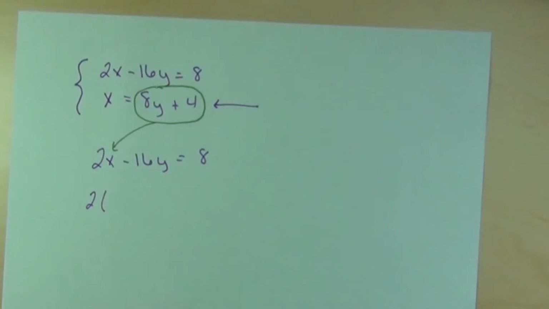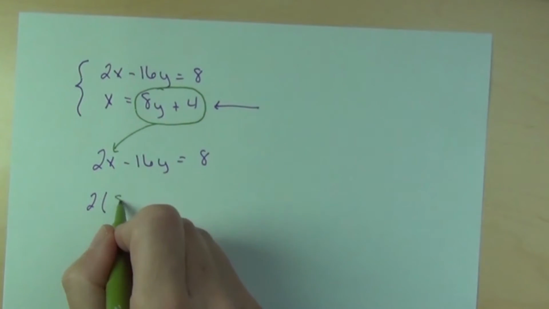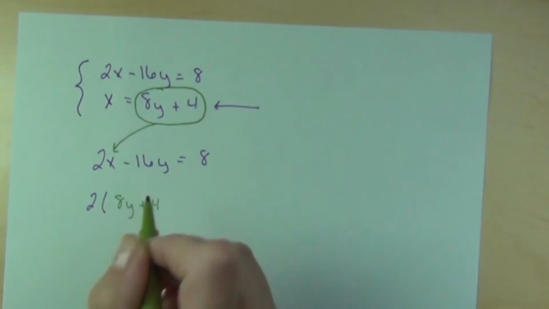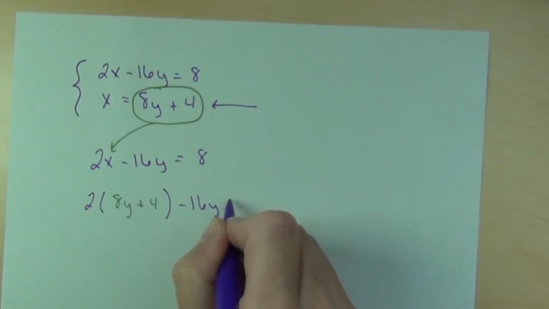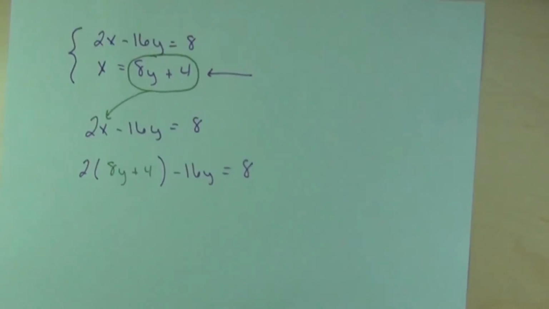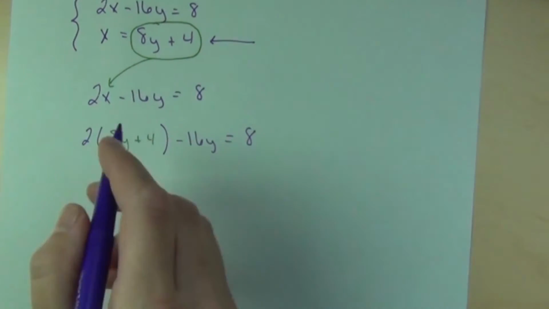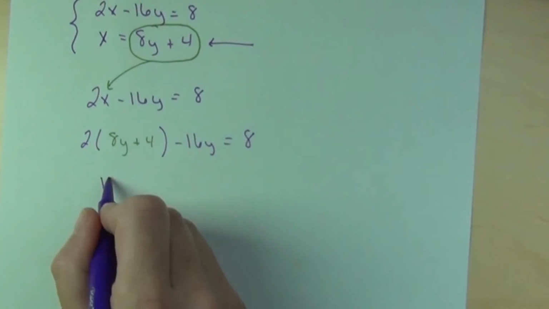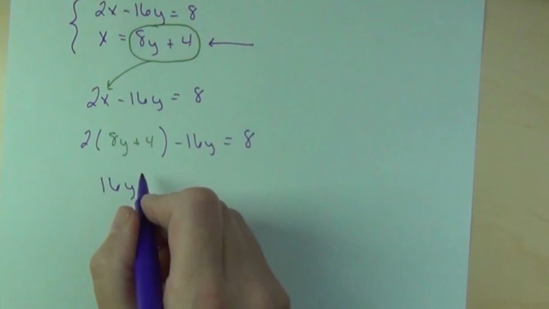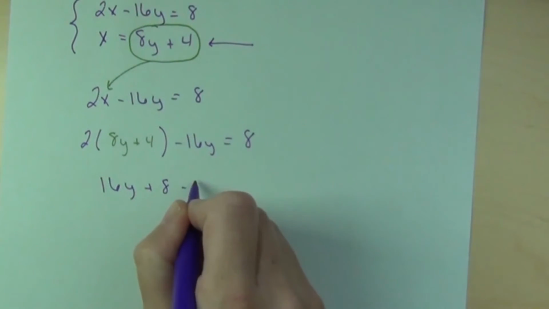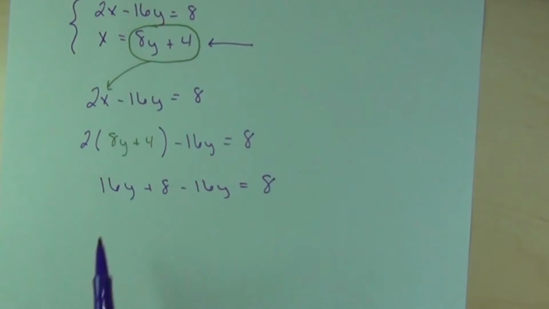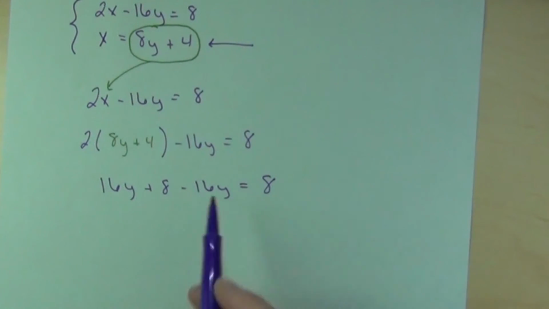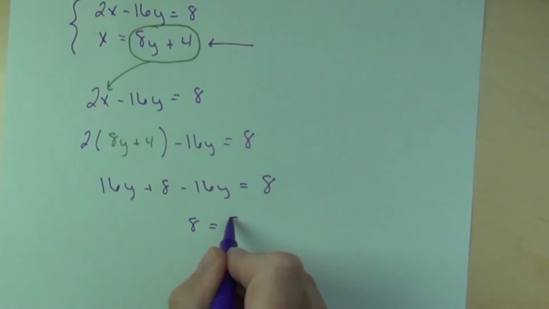We get 2 times x is 8y plus 4, minus 16y equals 8. We solve this. We need to distribute that 2. We get 16y plus 8 minus 16y equals 8. Well, 16y minus 16y is 0, so we're left with 8 equals 8.